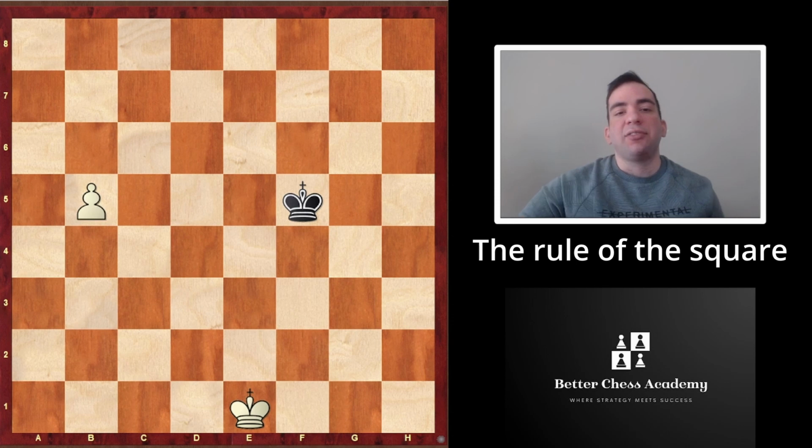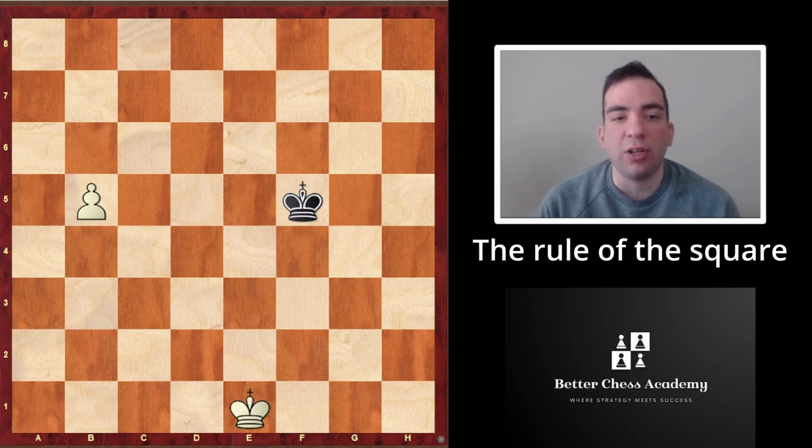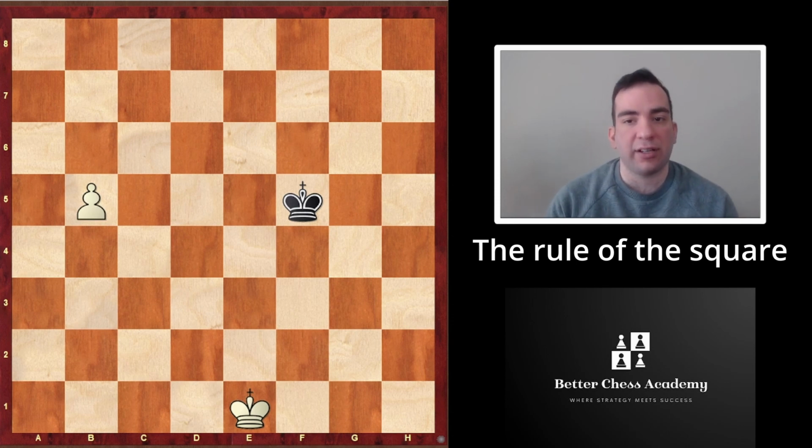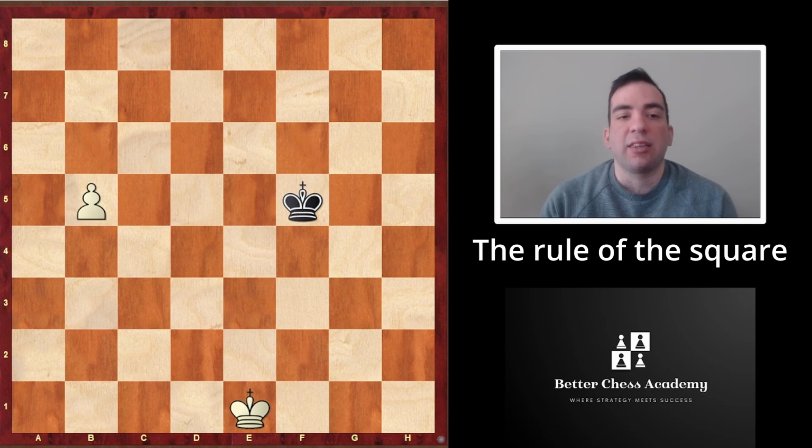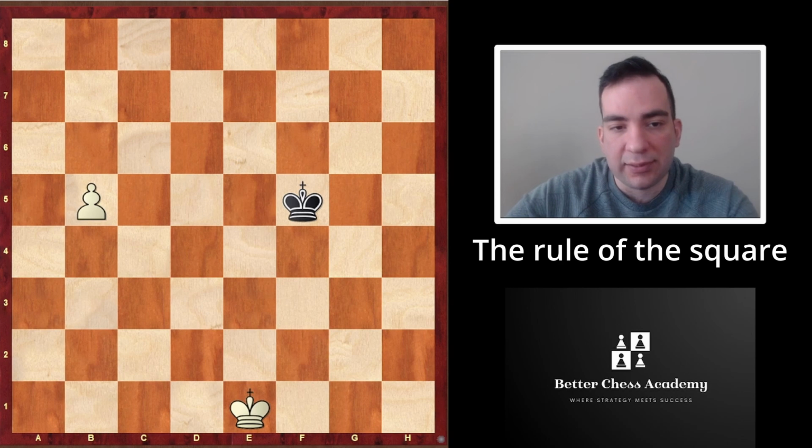So, after the opposition, we have to learn the rule of the square. The first thing we should know is whether the pawn can queen without the help of the king. And here, the rule of the square is going to help us. So, what are we doing? In this position, it's black to move. We are going to draw a square in this way. There are two ways to draw it.